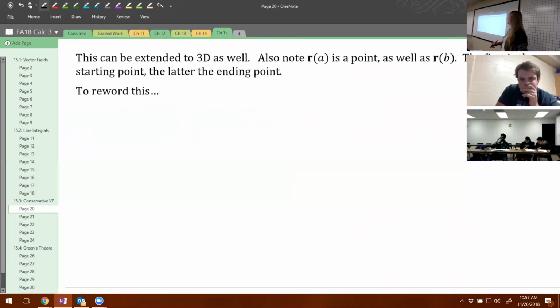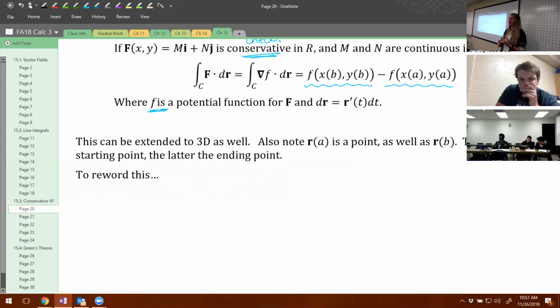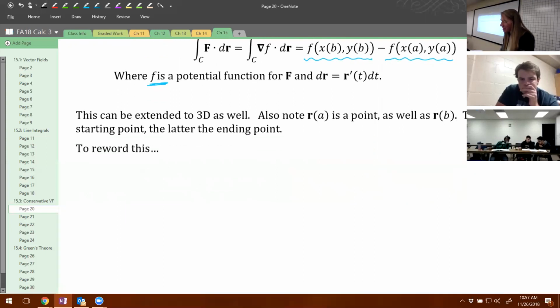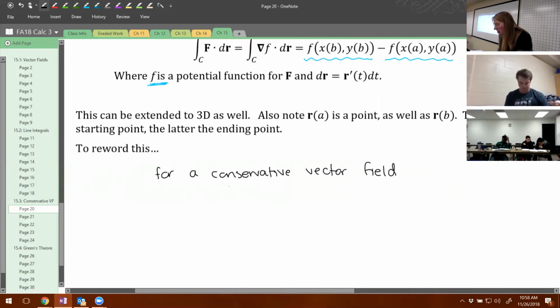All right. So to reword this, as long as we have a conservative vector field, we're going to find the potential function and then essentially do the fundamental theorem of calculus on that. But basically what this means is we don't care what the path is. For a conservative vector field, which is very important, we have to have that conservative vector field piece. If it's not conservative, it doesn't work out. For a conservative vector field, the path doesn't really matter.